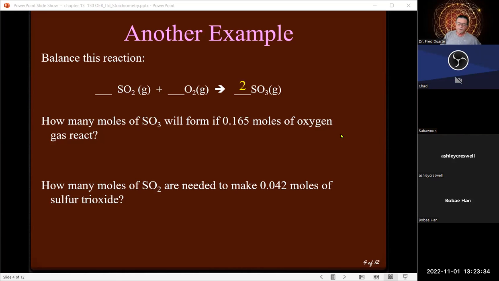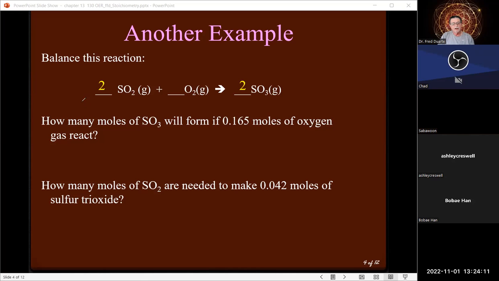And if we put a 2 in front of sulfur trioxide, that gives us 6 oxygens on the right-hand side, okay? And plus 2 sulfurs. The sulfurs go from 1 to 2, so we put a 2 in front of SO2. That gives us 2 sulfurs. That gives us a total of 6 oxygens on the left-hand side. 4 of them come from sulfur dioxide. 2 of them come from oxygen, okay? To give us 6 oxygens on the right-hand side. All right, so we have balance.